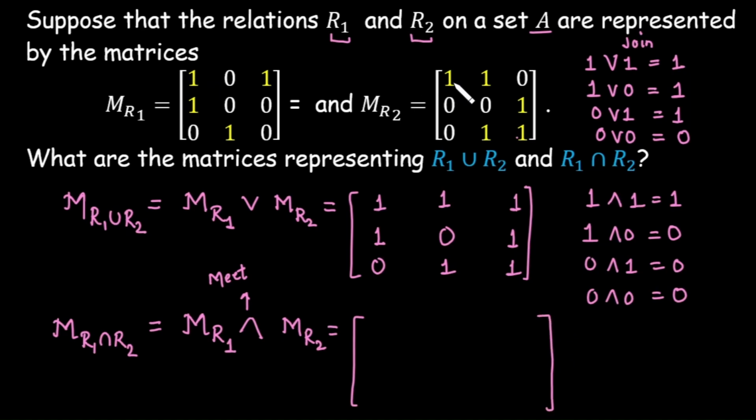So first element with the first one, apply this, we are getting 1. Then the same for the others: 0, 1 and 0, 0, 1 and 0, 0. Here we will get 0, 0, 0, 1 and 1 is 1, 0 and 1 is 0. So in the intersection, we are getting 2 elements. In the union, we are getting 7 elements. So this is how we calculate the matrices representing R1 union R2 and R1 intersection R2.